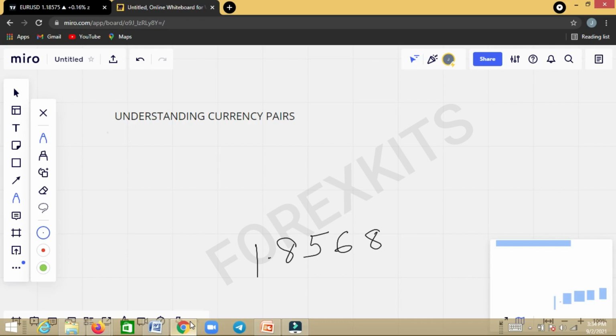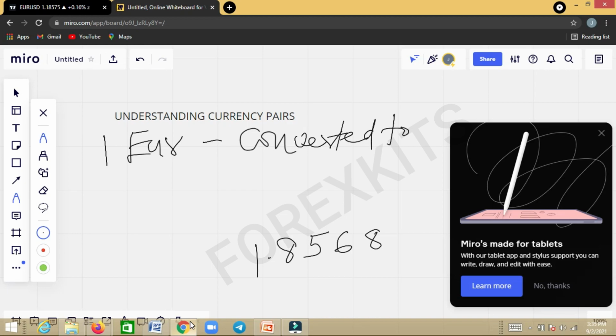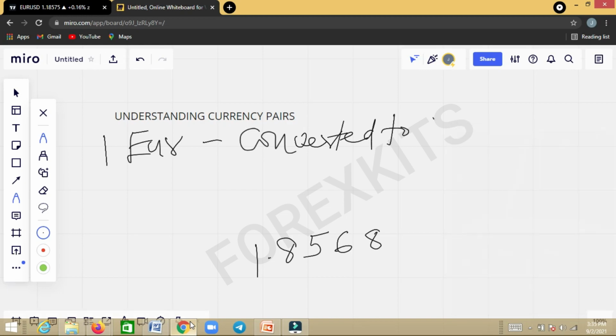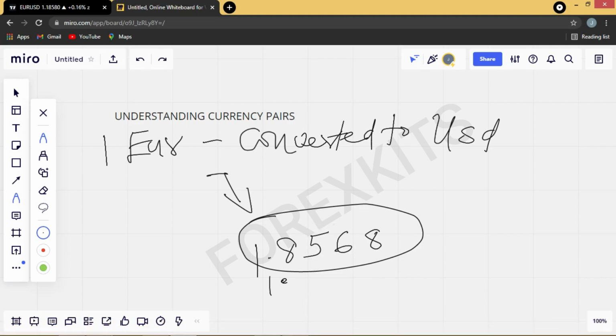This means that if you exchange 1 euro and you are converting this to USD, sorry guys, if it's converted to United States dollars, this is what it is equal to. It's equal to 1.8568, which, if you approximate that, would be 1.9, because this is over 5 already. But there's no need to approximate that. This is the current value of the euro compared to the USD at this point in time.